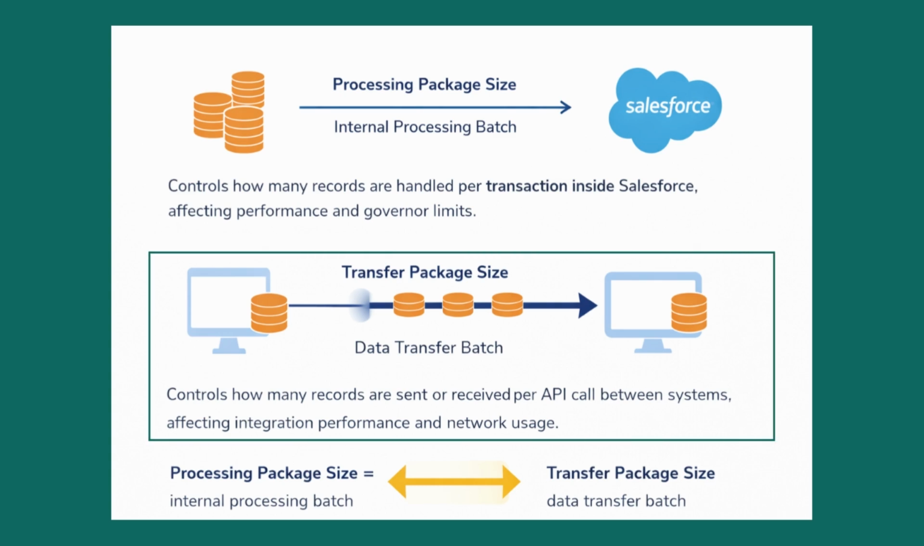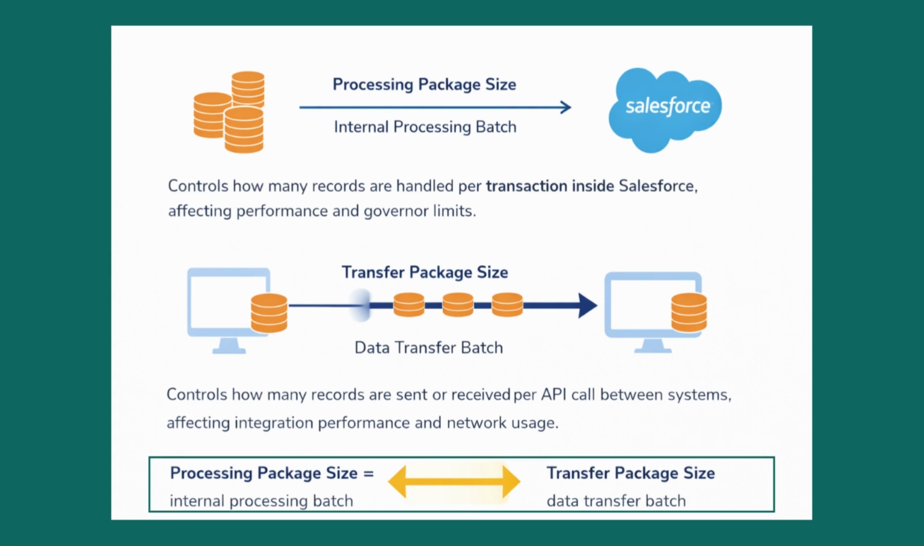Section: Transfer package size. At the bottom, you can see records moving between two systems. This represents the transfer package size. It controls how many records are sent or received in one API call. For example, 100 records can be transferred in a single request. This impacts integration performance and network usage, not internal processing limits. So in simple terms, processing package size is the internal processing batch, while transfer package size is the data transfer batch between systems.